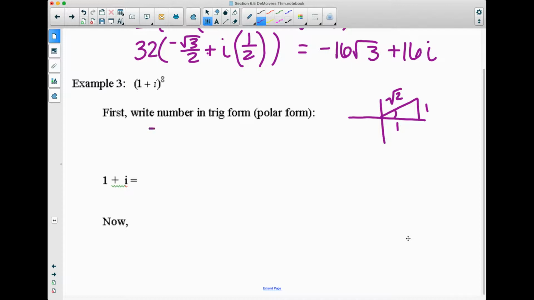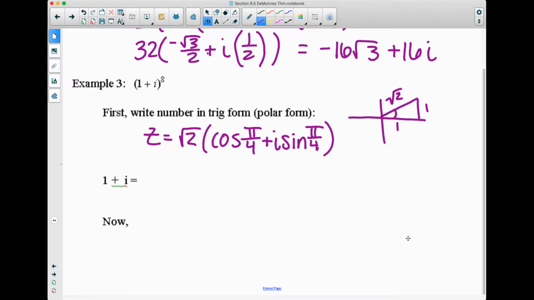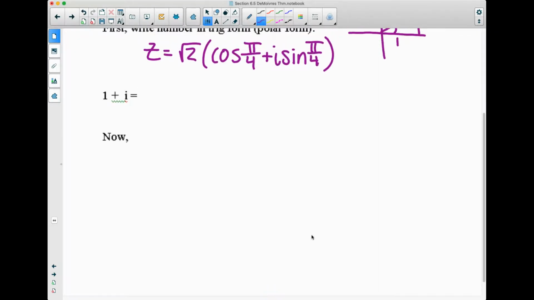So if I have r, which is root 2, and then cosine of pi over 4 plus i sine of pi over 4. So then from there, move this. So if I'm raising this to the 8th power, I have root 2 to the 8th, and cosine of 8 times pi over 4.